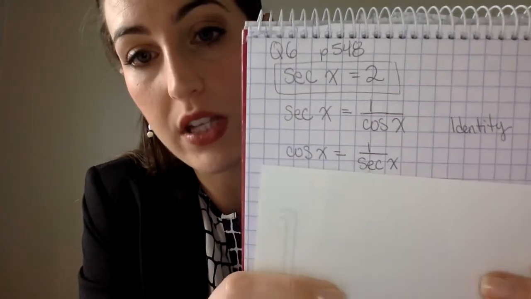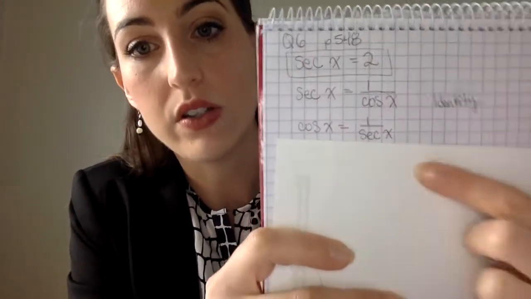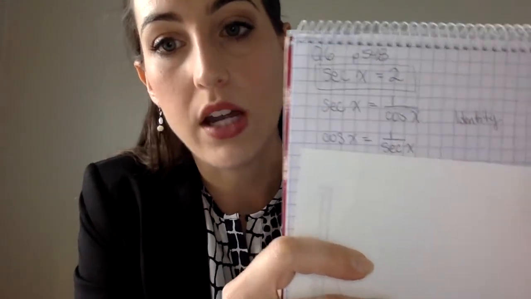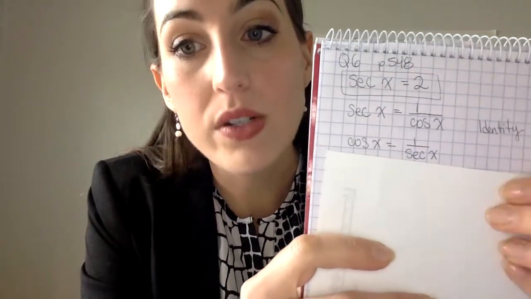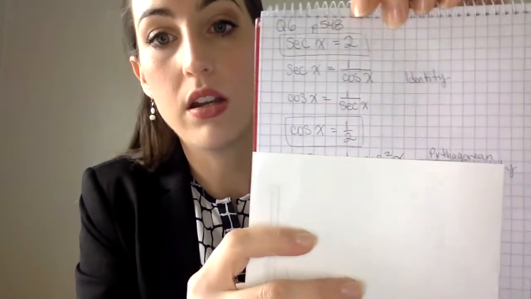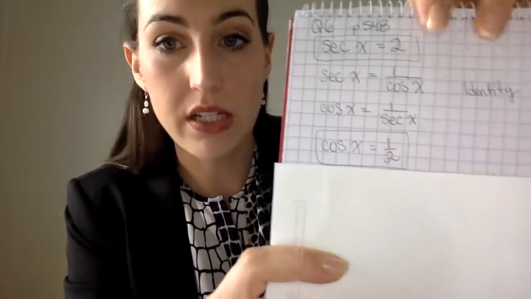Cosine equals 1 over secant, and secant equals 1 over cosine. So this is just the identity of cosine, and this is a reciprocal identity for cosine. So we can use that to rearrange and find our cosine. So we're given this, I want to know cosine. So our cosine x is 1/2, easy enough.